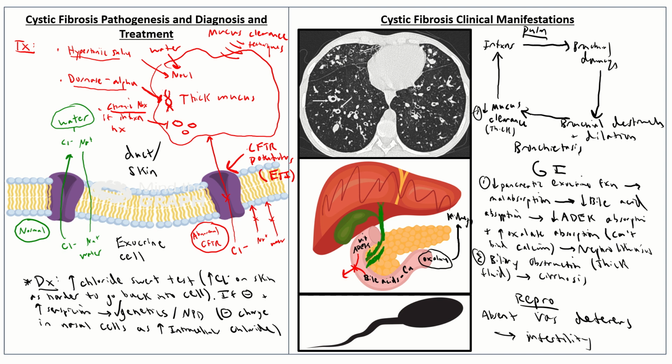For diagnosis, do that chloride sweat test. If that's negative and you don't have a high suspicion, consider genetics and then do testing. And then treatment: things to really break up that mucus. It can be stuff like dornase alfa to break up the DNA, which can subsequently thicken the mucus.